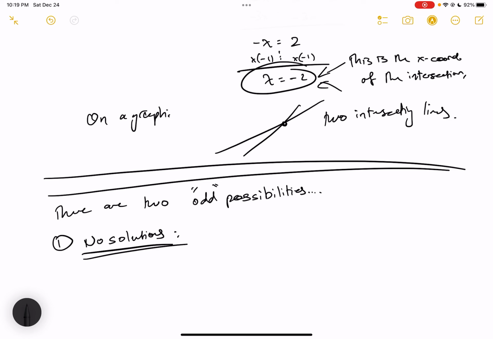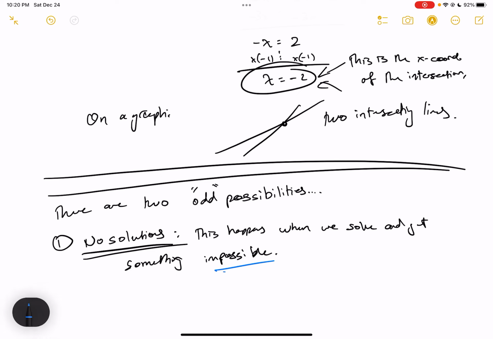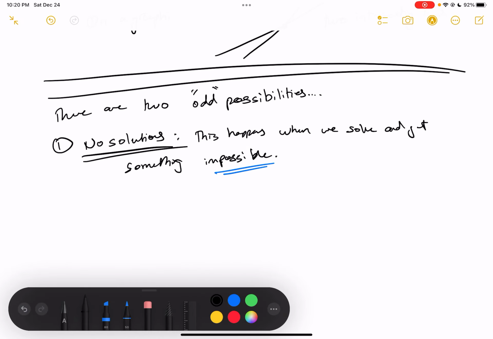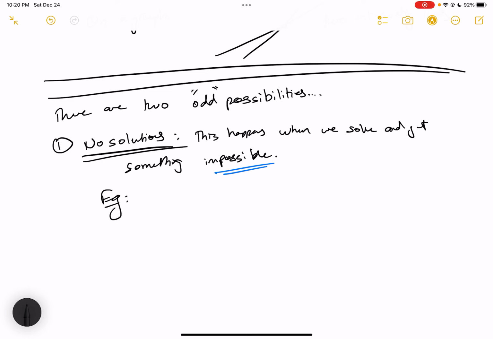For the case of no solutions, algebraically, that's when we get something that's just straight up impossible. This happens when we solve and get something impossible. So let's see that in action with another set of equations right here. Let's take an example, an egg, if you will, of 5x plus 3 equals 5x minus 10.